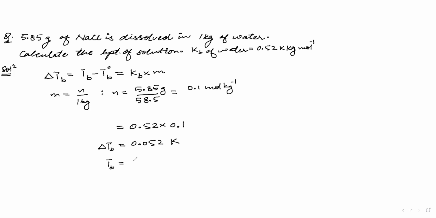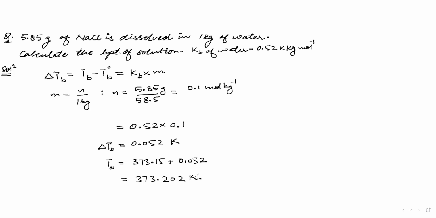Then TB will be equal to 373.15 plus 0.052. This you will get as 373.202 Kelvin. Done. Let me know if you're done. Ahmed, you have raised your hand. You're done. Okay. Sanya, I thought you would say raise hand if you got done. Amalia, are you stuck somewhere? Okay, Amalia is also done.